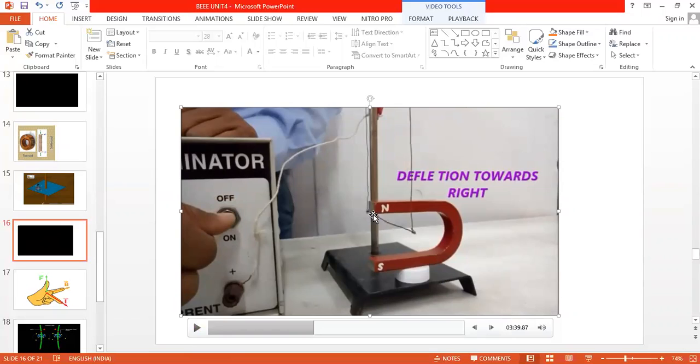Yes or no, all of you? You can see when the switch is on, the current flows within a fraction of a second. Immediately the conductor starts to move. That means, what is our topic? Force on the conductor placed in the presence of a magnetic field.